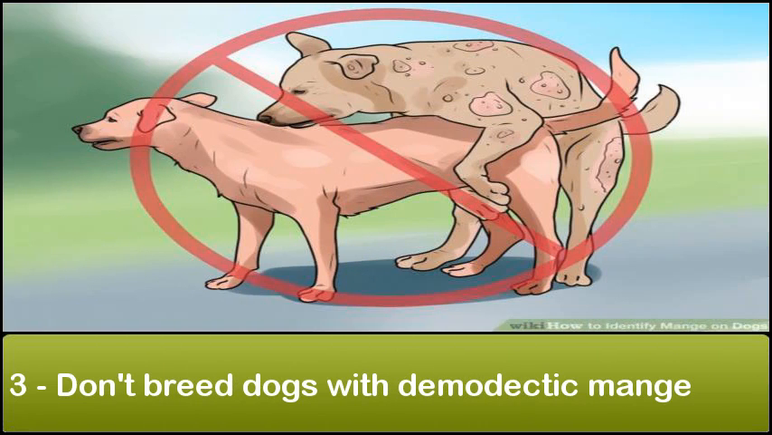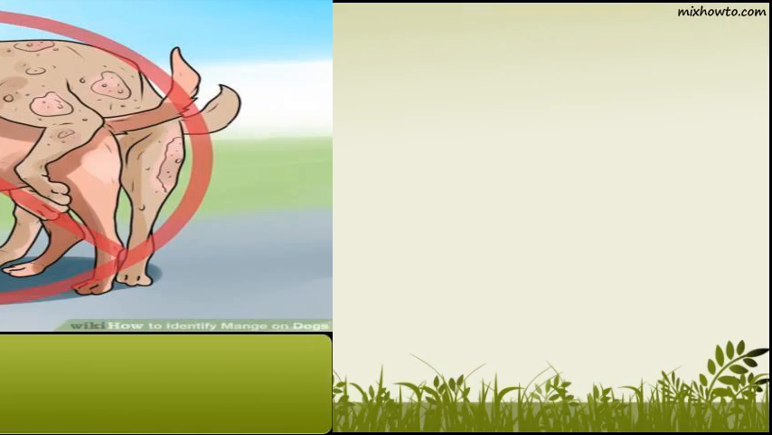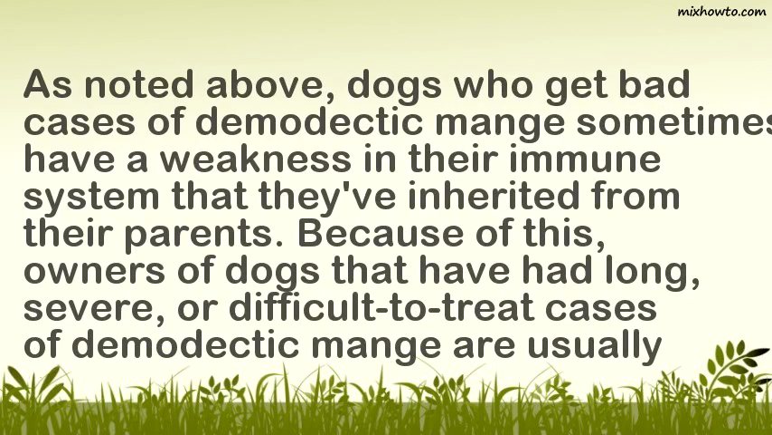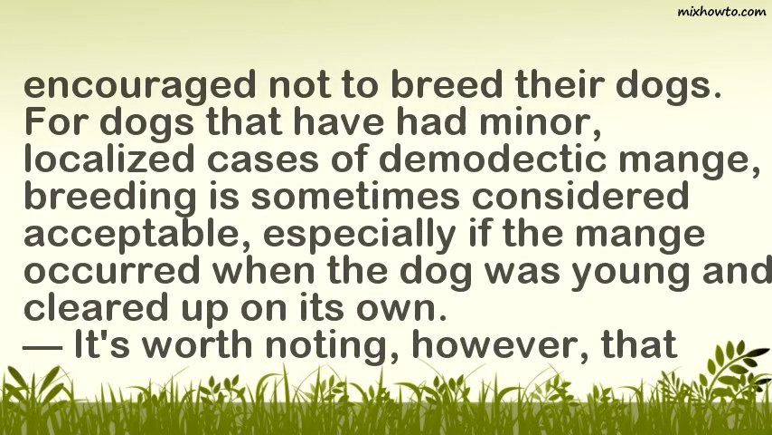3. Don't breed dogs with demodectic mange. As noted above, dogs who get bad cases of demodectic mange sometimes have a weakness in their immune system that they've inherited from their parents. Because of this, owners of dogs that have had long, severe, or difficult to treat cases of demodectic mange are usually encouraged not to breed their dogs.